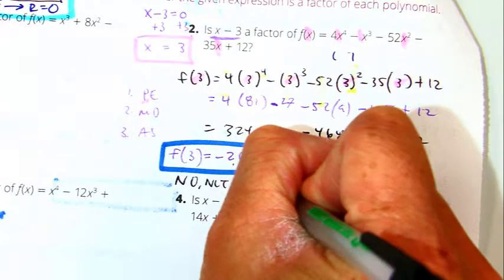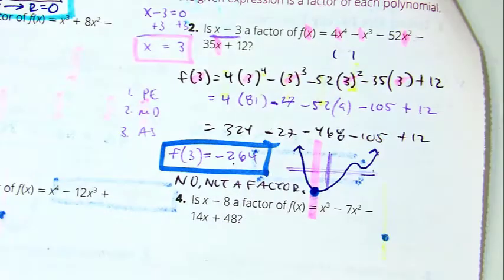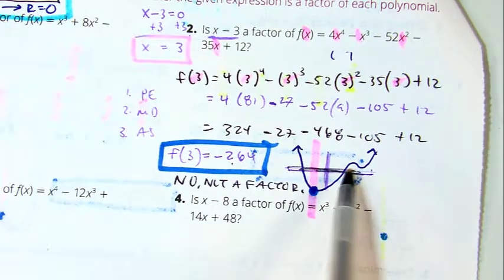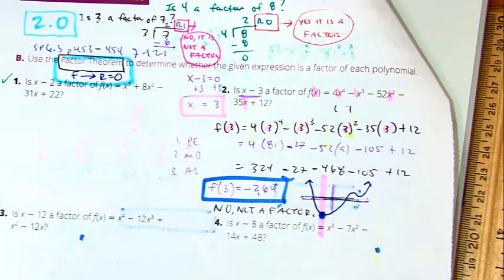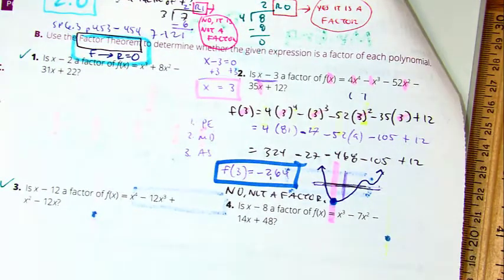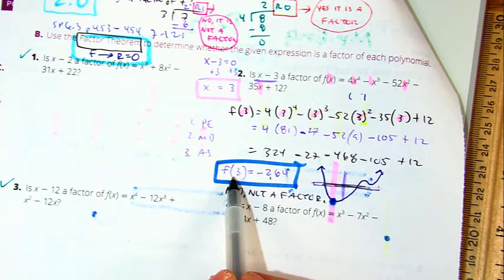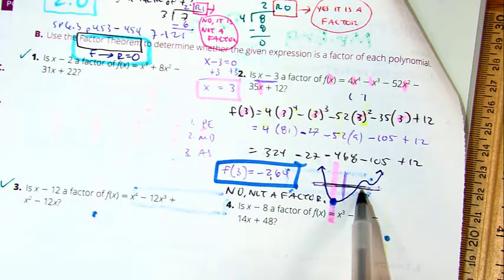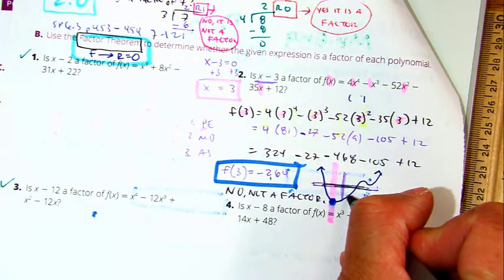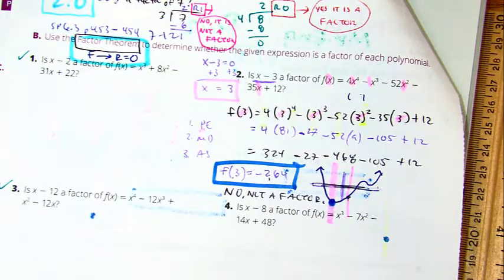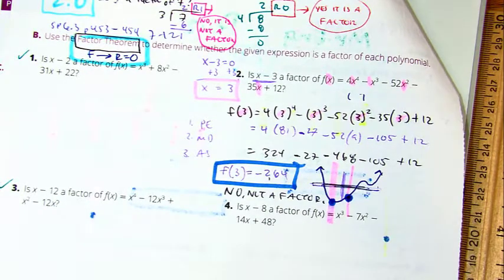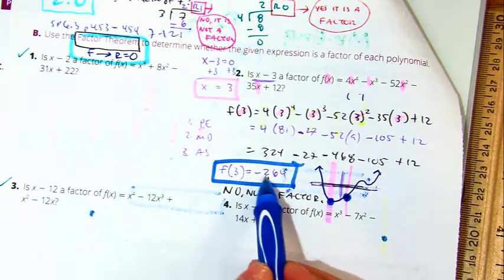So there are 2 ways to explain why the answer is not a factor: it doesn't cross the x-axis, and this number is not equal to 0. Class, who knows my mistake? Right, 3, down negative 264. But it's the same idea. Class, does it cross the x-axis? No. So that's the ordered pair 3 comma negative 264.